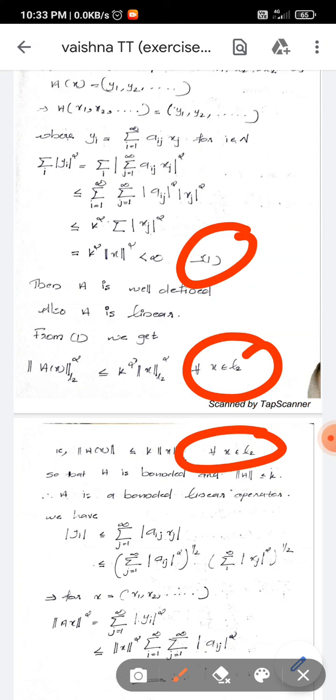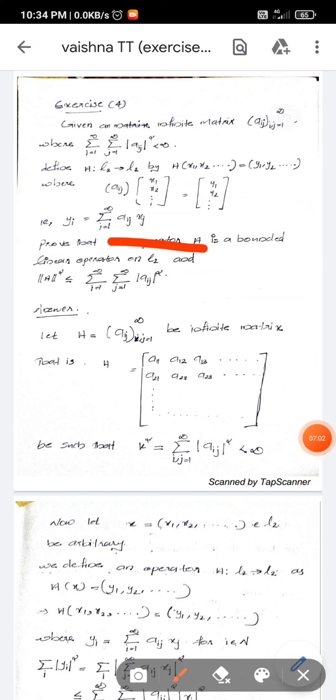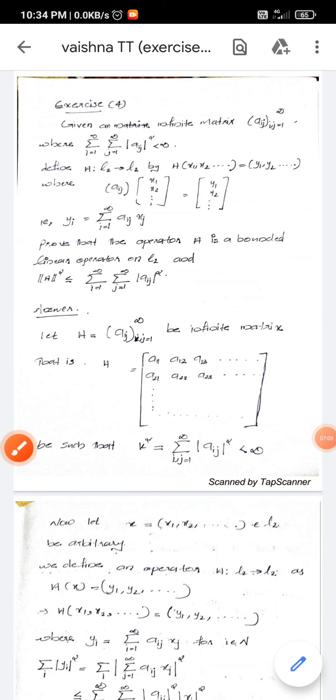So we have proved the first part. In the first part, we proved that A is a bounded linear operator. Then we have to prove that norm A squared is less than or equal to the sum over i, sum over j, absolute value Aij squared.